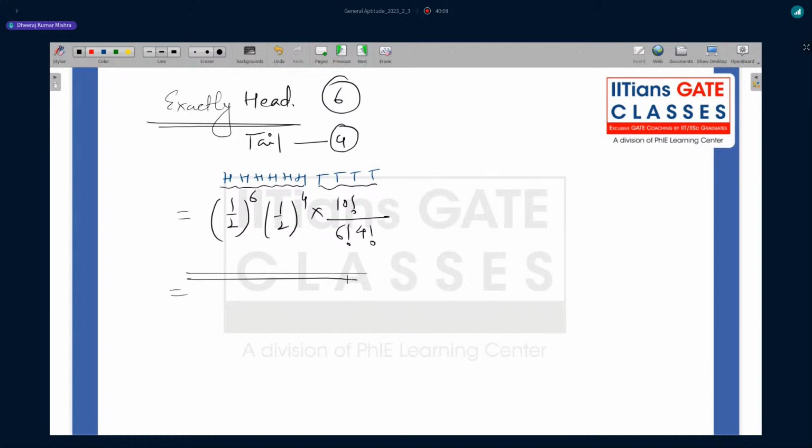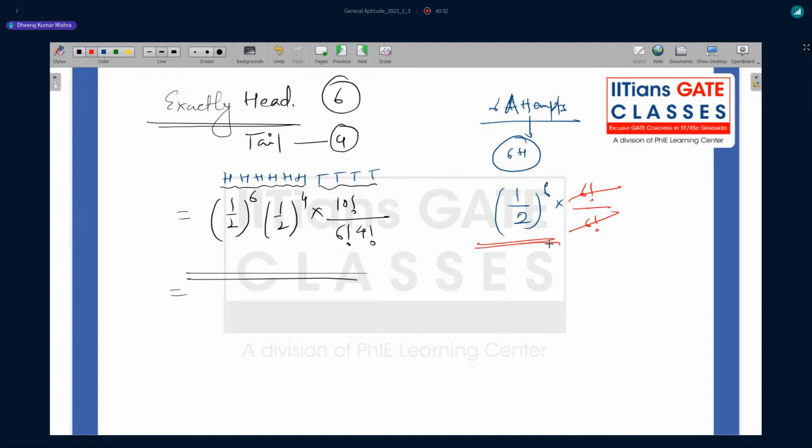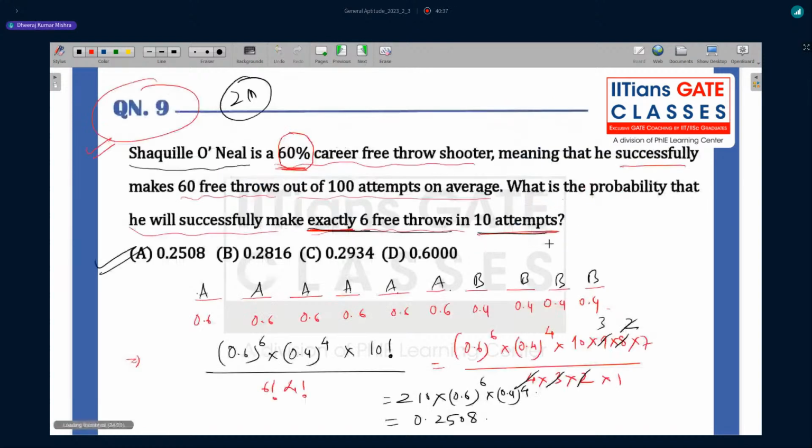And one more concept, guys. Suppose they are asking exactly 6 in 6 attempts, right? 6 attempts are there, and 6 heads you have to get. So what is the probability here? 1 by 2 to the power 6. And then you don't have to worry about anything because 6 attempts are there and 6 heads are there. Just cancel. So the answer will be 1 by 2 raised to power 6. Perfect, guys. So option A is going to be correct for this question. Next.